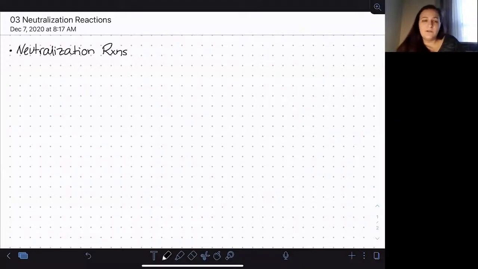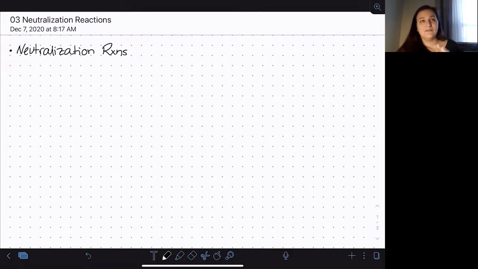In this video, we're going to learn about the reactions that happen between acids and bases, which are known as neutralization reactions. You can tell just by the way that we defined acids and bases that their reactivity is really important. We defined an acid as something that donates a proton to a base, and we defined a base as something that accepts a proton from an acid.